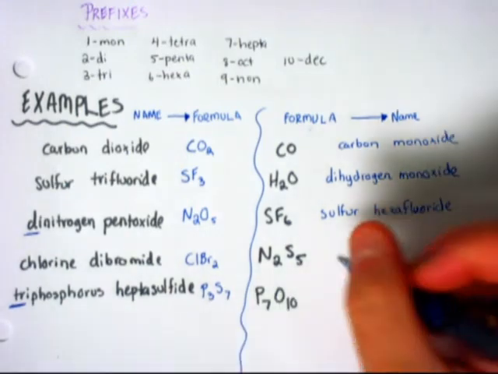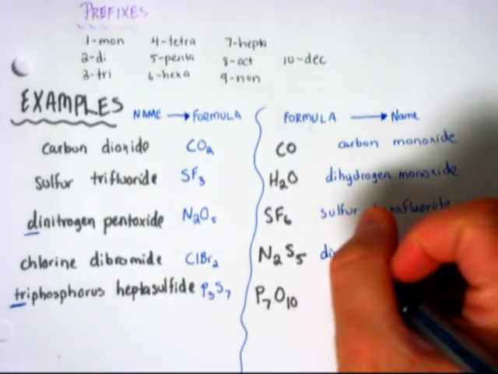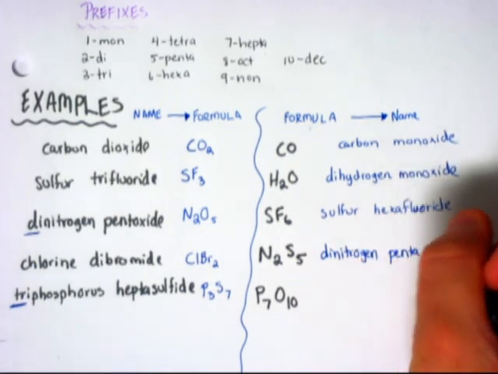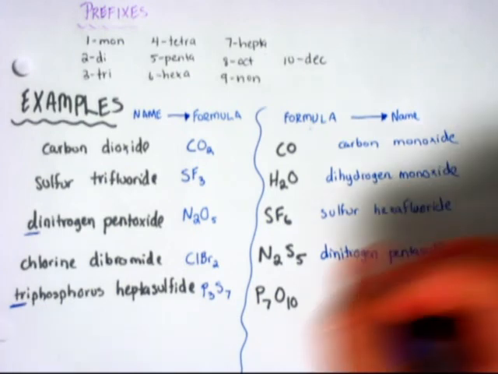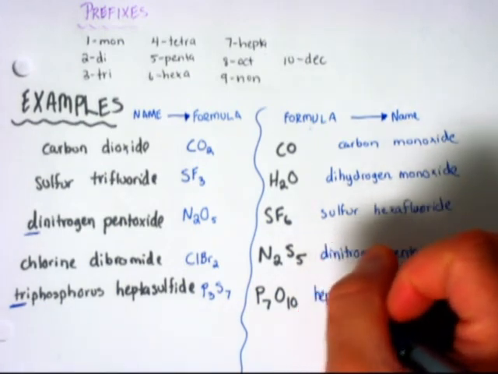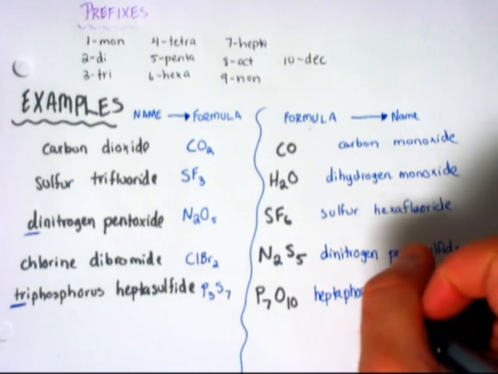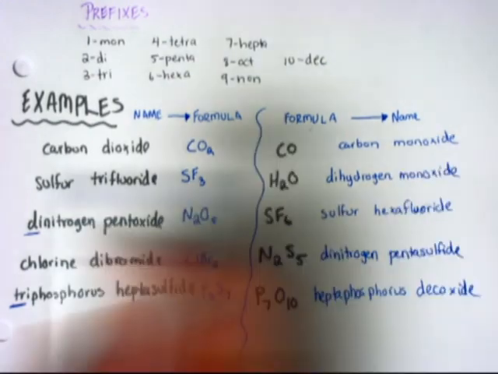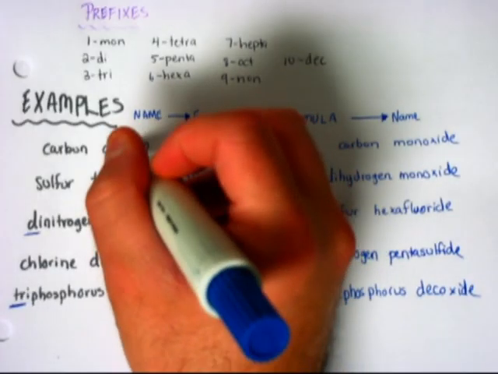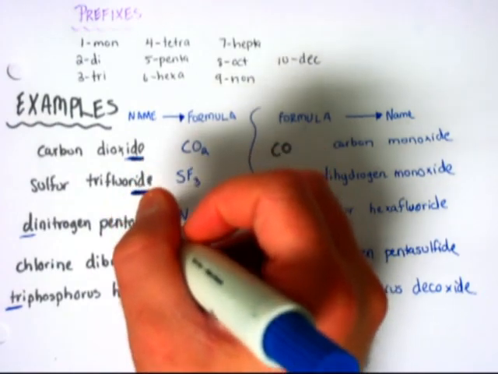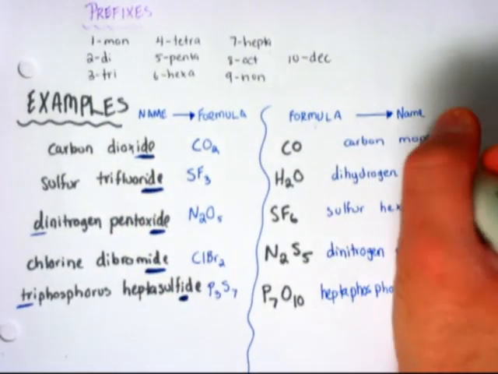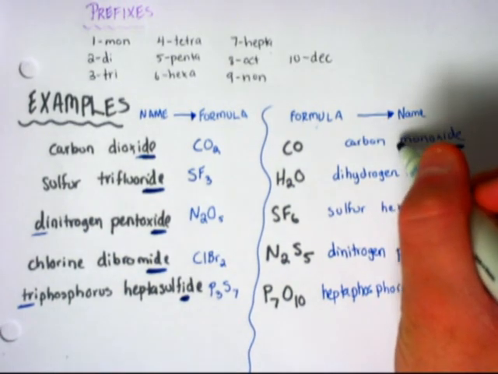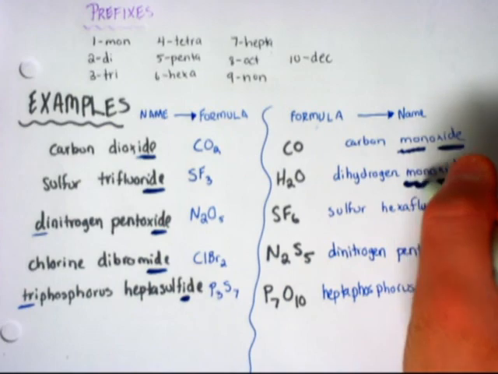So for the N2O5, you should have written down dinitrogen pentoxide. And then this would be heptaphosphorus decoxide. You'll notice that in any of those cases, we're always ending with that IDE ending on the second nonmetal each time. We're using our prefixes on the second nonmetal each time.